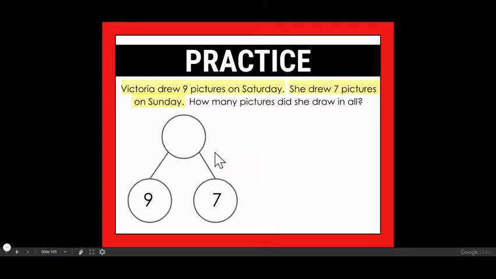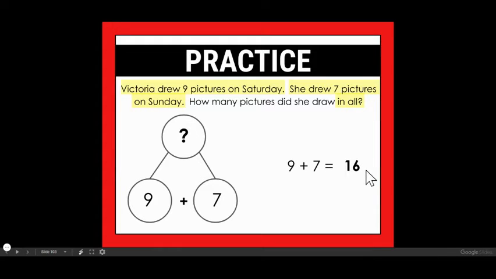So my question is going to be asking me about the whole. So it says, how many pictures did she draw in all? So just like yesterday, our "in all" is a clue that we're missing the sum of something. We're going to be adding. And I know with number bonds, when I'm missing the whole, I have to add my 2 parts together in order to get my sum. So my number sentence is 9 plus 7, adding my 2 parts together, equals 16.